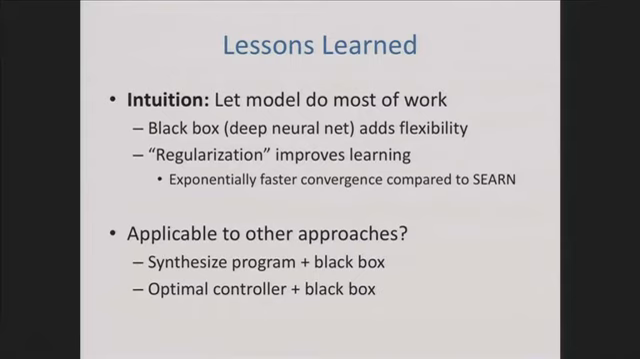Okay, so what were some lessons that I learned from working on this project? Well, one of the intuitions I gleaned from this project is, if you have a model that captures a lot of the dynamics that you care about, at least within some local sequence of predictions, you should let this model do most of the work. And then you incorporate a black box approach, like a deep neural net or a random forest, to add a layer of flexibility to course correct for the predictions of this model, as it will naturally deviate from the desired behavior because it's a simplified model of the actual dynamics.